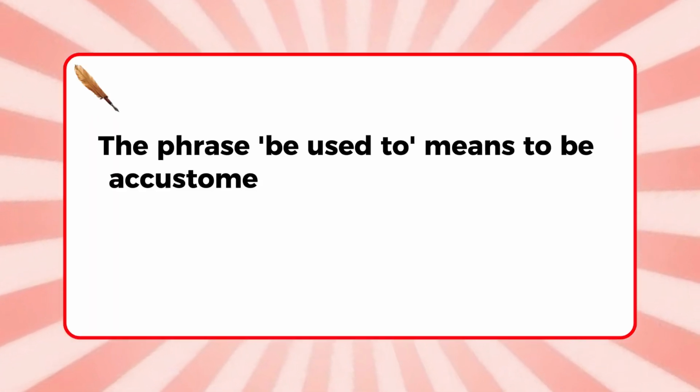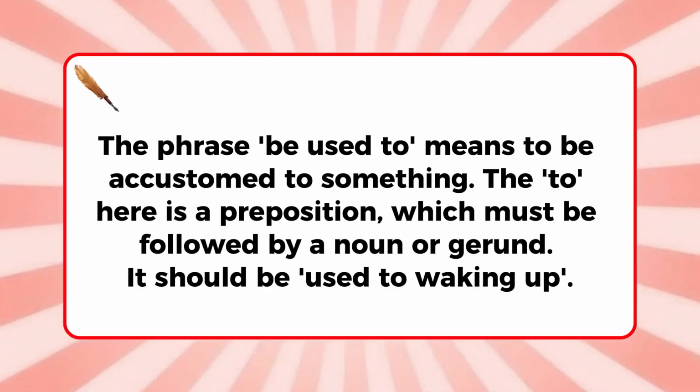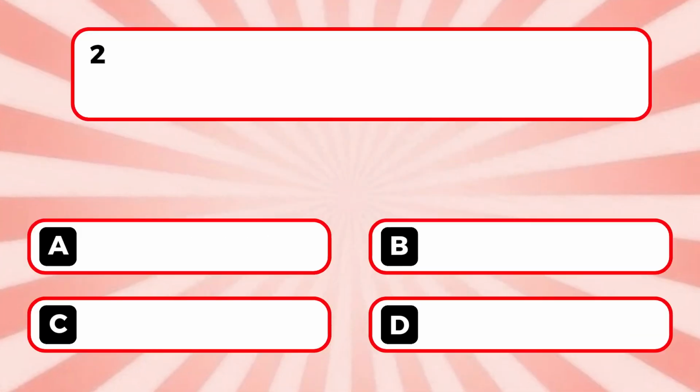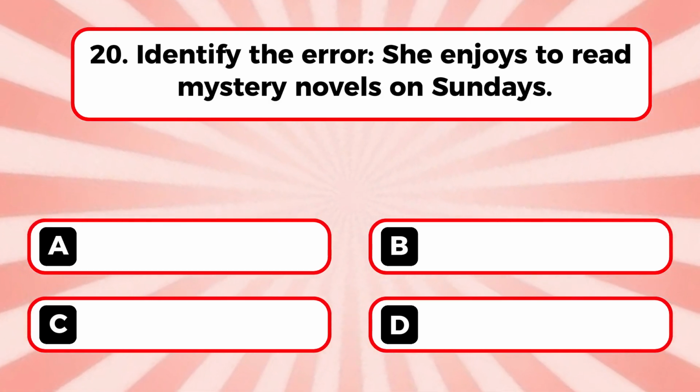The phrase be used to means to be accustomed to something. The to here is a preposition, which must be followed by a noun or gerund. It should be used to waking up. 20. Identify the error. She enjoys to read mystery novels on Sundays.